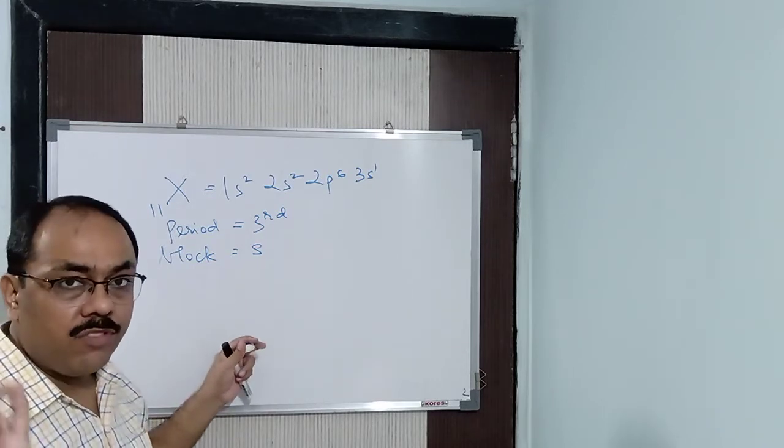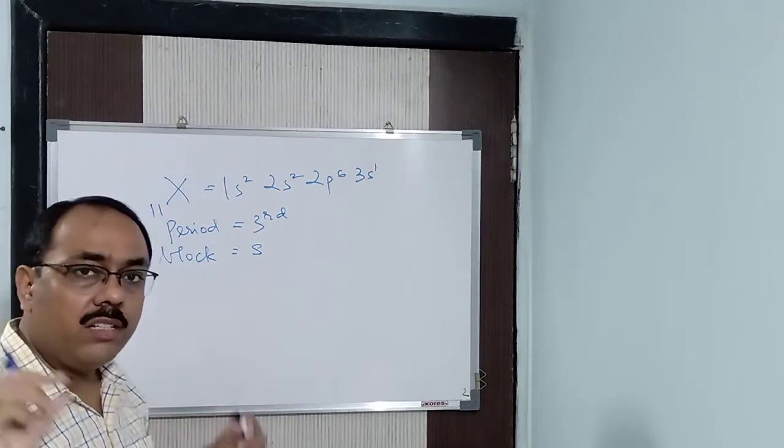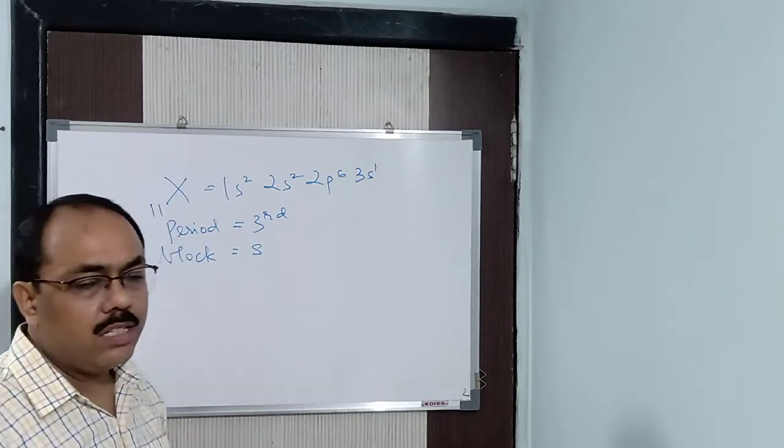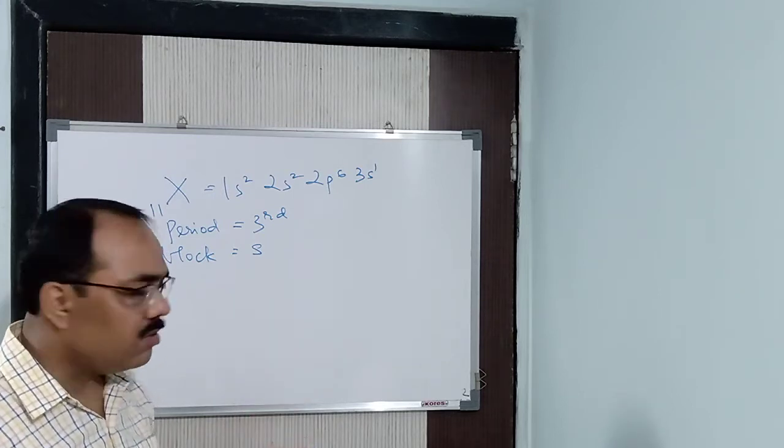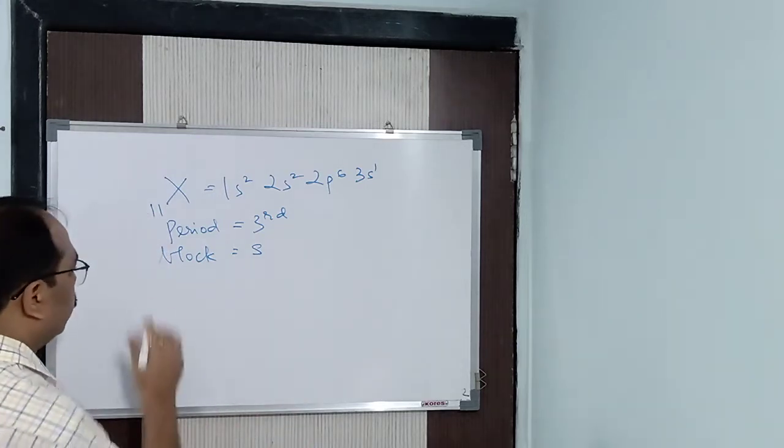Whichever subshell the last electron enters. Suppose it enters into the P subshell, P block. If it enters into the D subshell, D block. If it enters into the F subshell, F block. In this way, first we find the block, then after that, the group.